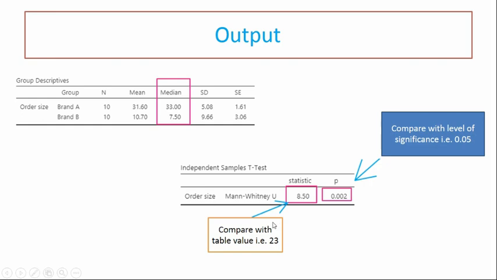We will compare this value with the table value. This is the p-value; compare this value with 0.05. Our p-value is low, so the null hypothesis will go, which means we will reject our null hypothesis. The null hypothesis was that there is no significant difference between the order size of brand A and B, but we can say now there is a significant difference between brand A and brand B order size. We will note down the median from here. Median of brand A, because in a non-parametric test, Mann-Whitney works on the median.